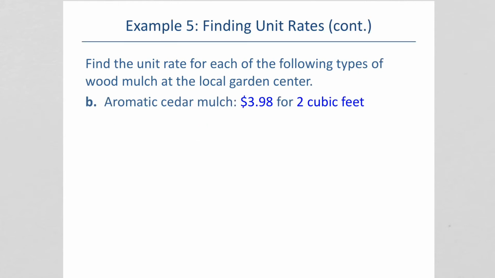B says aromatic cedar mulch costs $3.98 for 2 cubic feet. So again, let's divide. And how do we get the 2 to be a 1? Divide by 2. So we'll have $1.99 for 1 cubic foot of aromatic cedar.